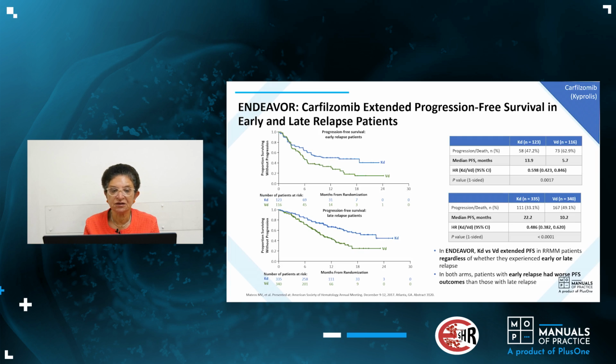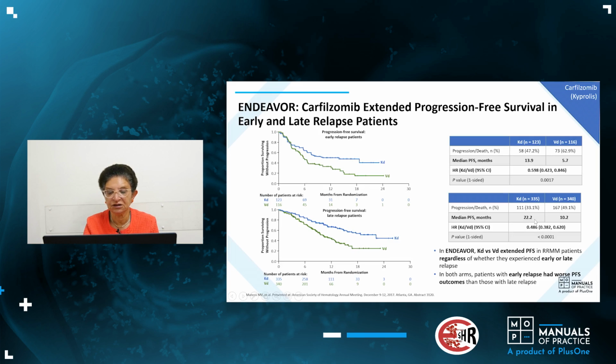How about patients that relapsed? What about the extension of progression-free survival? So, if patients relapsed early or relapsed late, they had a benefit of extending the progression-free survival with carfilzomib versus Velcade. As you can see here, the median progression-free survival was still 13.9 versus 5.7.